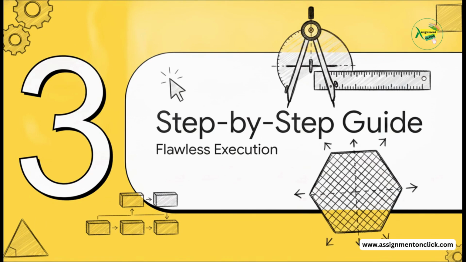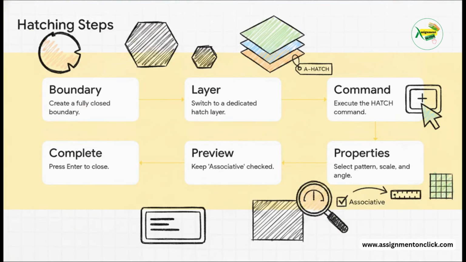Part 3, our step-by-step hatching guide. If you follow these exact 6 steps, you're going to ensure clean, professional results every single time. First, you must have a completely closed boundary, no gaps. Second, create and switch to a dedicated hatch layer, maybe call it a hatch. This is vital for managing visibility later on. Third, fire up the hatch command. You can use pick points to click inside an area or select objects for manual control.